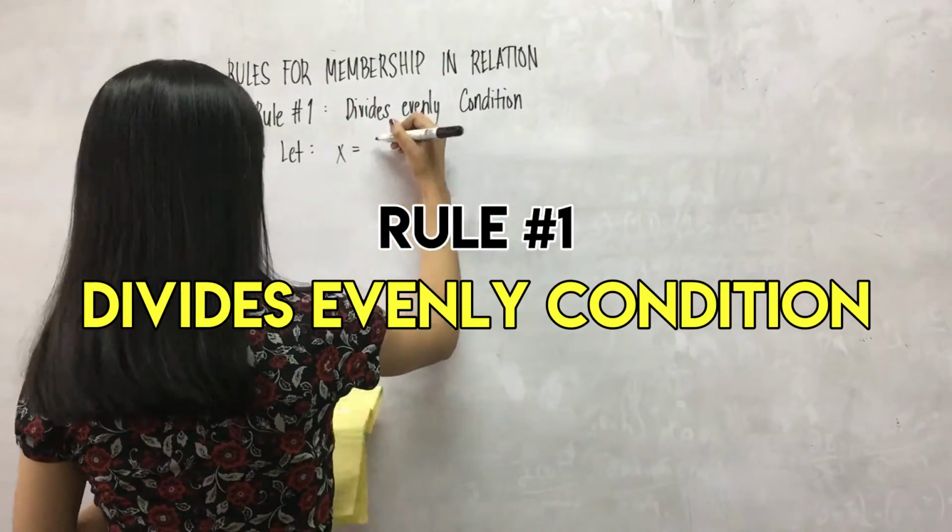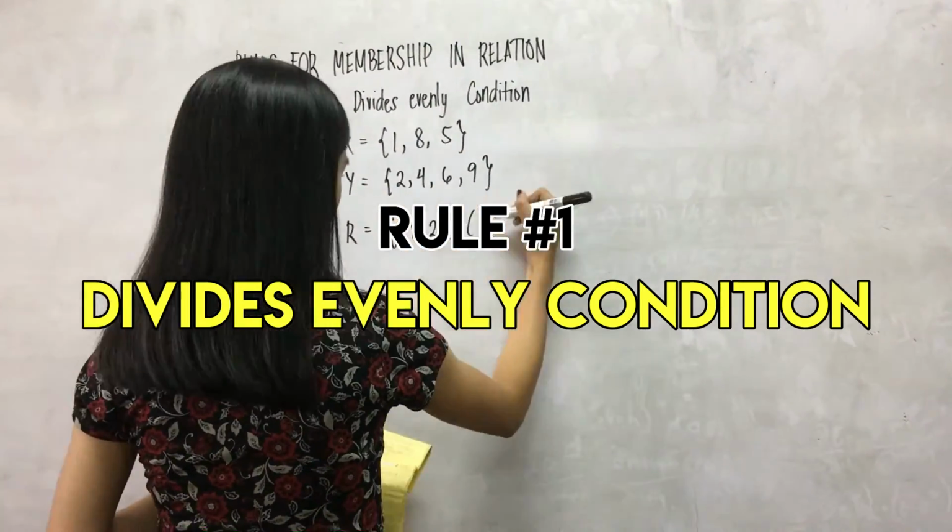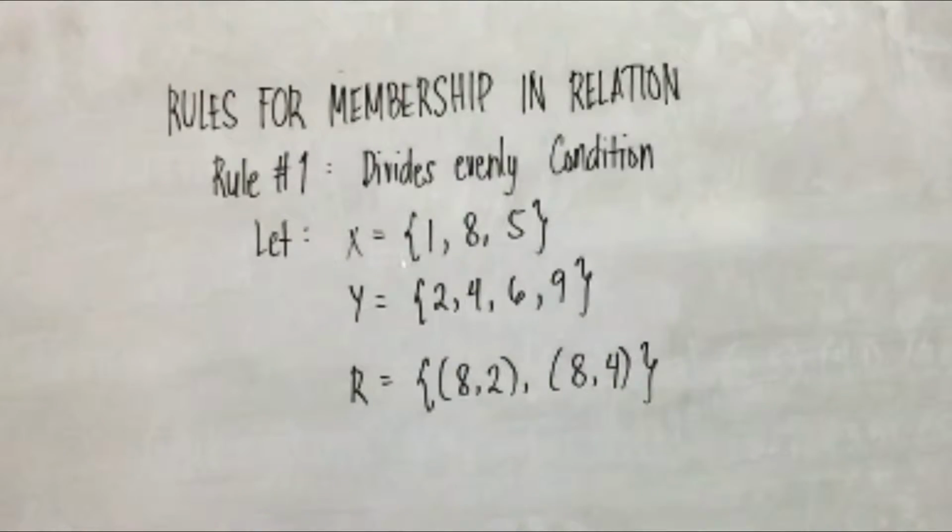Rule number 1. Divides evenly condition. For every x value divided by y that has a remainder of 0, we satisfy rule number 1. Therefore, our obtained ordered pairs for this given relation are the ordered pairs (8, 2) and (8, 4).